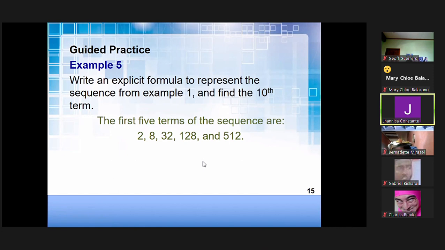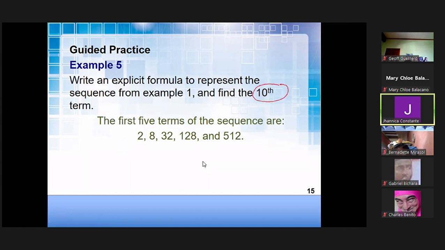Okay, so let's proceed in writing an explicit formula to represent the sequence from example 1 and find the 10th term. The first 5 terms of our sequence are 2, 8, 32, 128, and 512. That is our geometric sequence. So we need to write the explicit formula for us to be able to find what will be the 10th term of our geometric sequence.